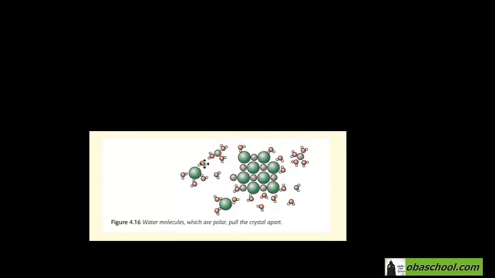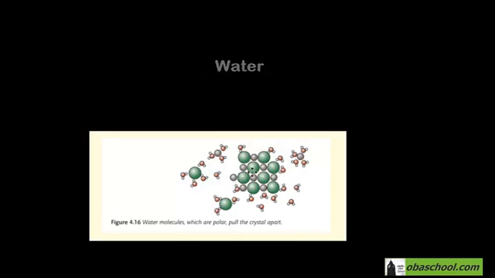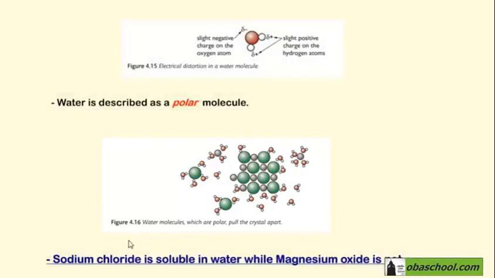This causes the sodium and chloride ions that make up NaCl, sodium chloride, to be separated by water, and therefore the crystal is broken down and dissolves in water. This is exactly what happens when you add salt to water. Note that NaCl is soluble in water while magnesium oxide is not.